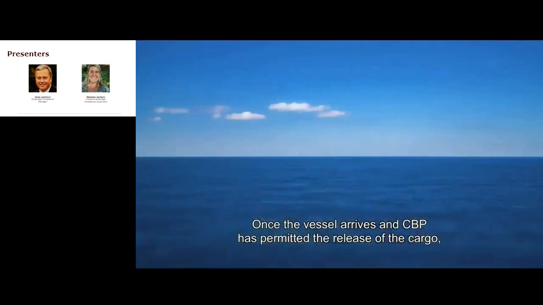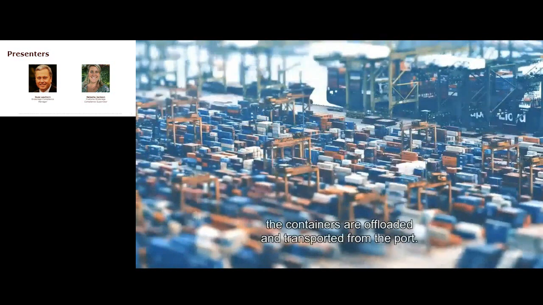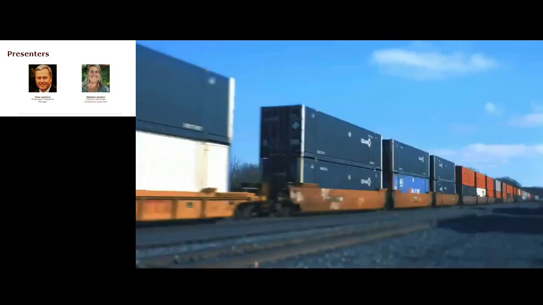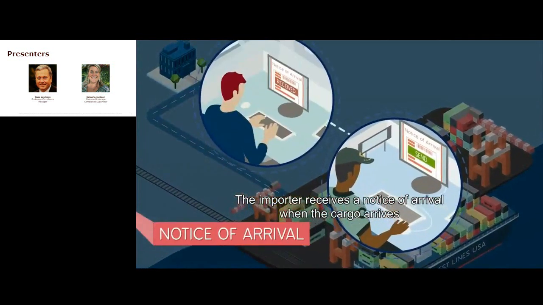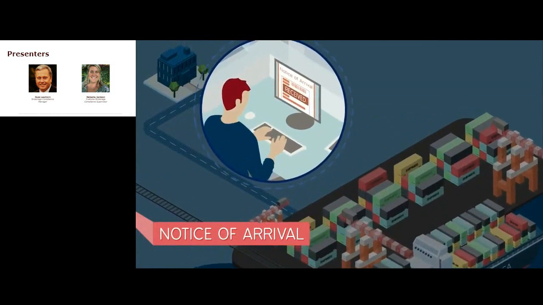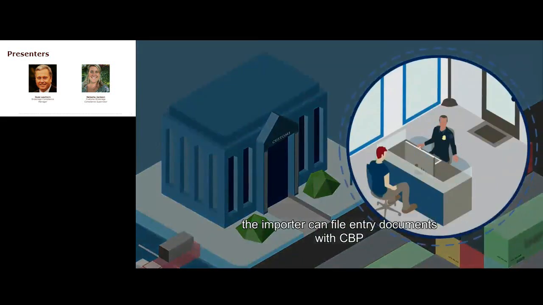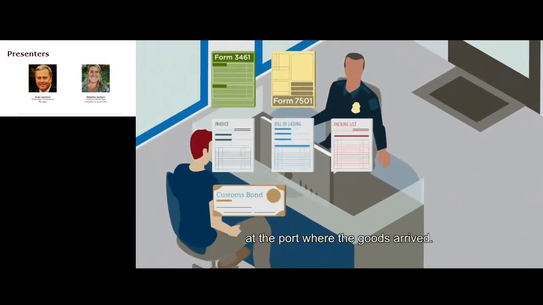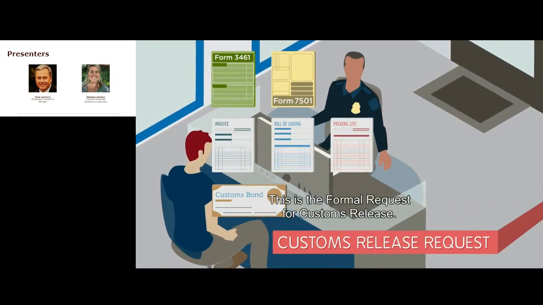Once the vessel arrives and CBP has permitted the release of the cargo, the containers are offloaded and transported from the port. The importer receives a notice of arrival when the cargo arrives, with details for pickup. With the notice of arrival and bill of lading, the importer can file entry documents with CBP at the port where the goods arrived. This is the formal request for customs release.